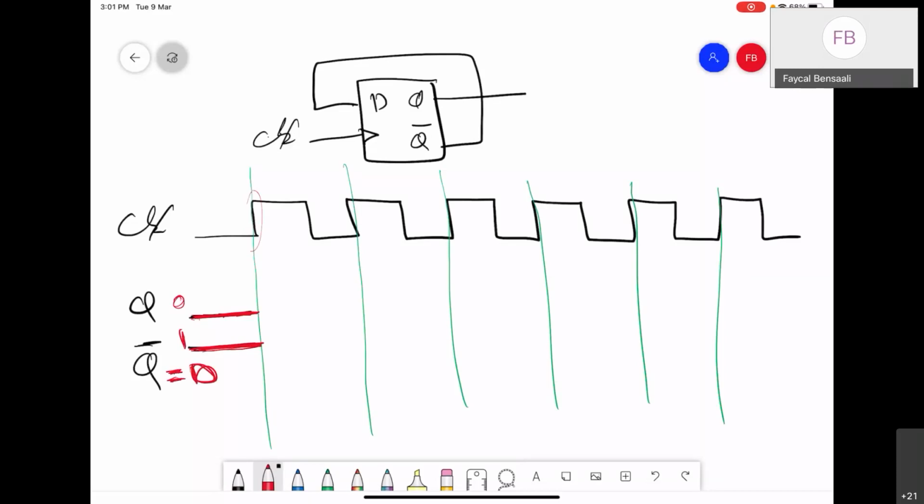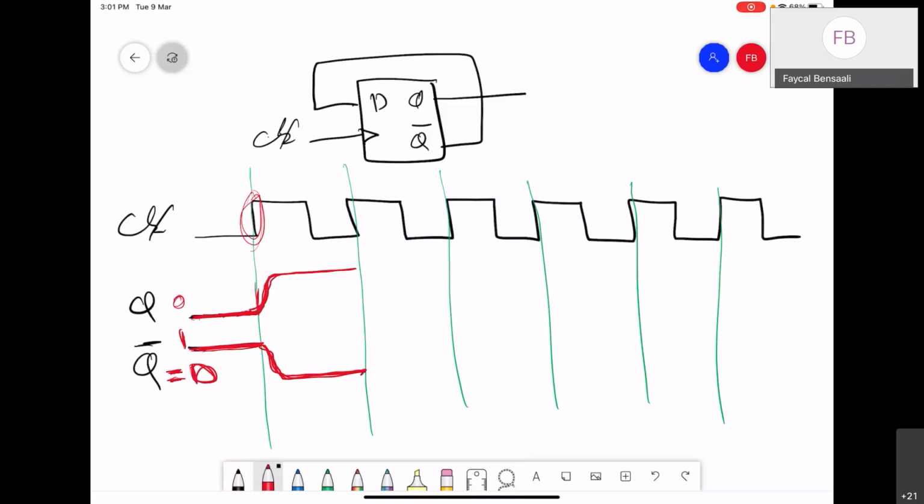So if D is 1, then at the rising edge, because we work with rising edges, Q should go to 1. Please note that there is a delay; the transition is not a straight line, there is time for it to go from 0 to 1. So Q goes to 1, and at the same time Q bar goes to 0, because Q bar is the opposite of Q. This is how it will be updated.